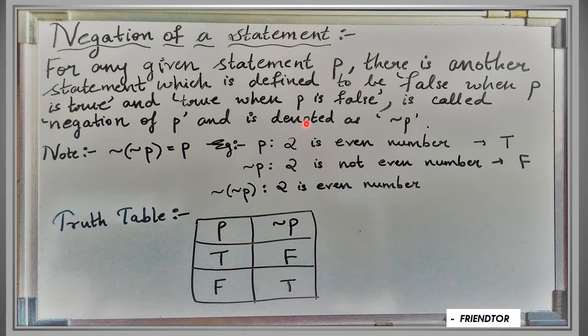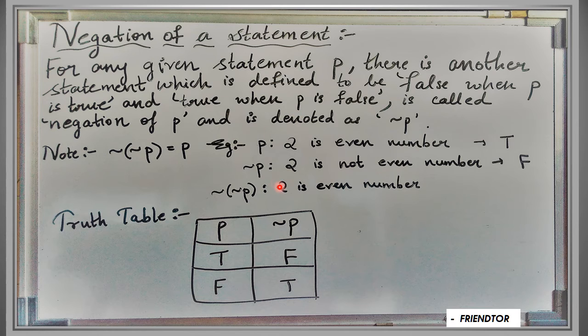See, if you notice, P and the negation of the negation of P are the same. 2 is an even number, right? So this is what this note means. Negation of negation of P is the same as P. That means if I apply negation twice on a statement, then I'll get the same statement back. Again, this has truth value T because it is the same as statement P.